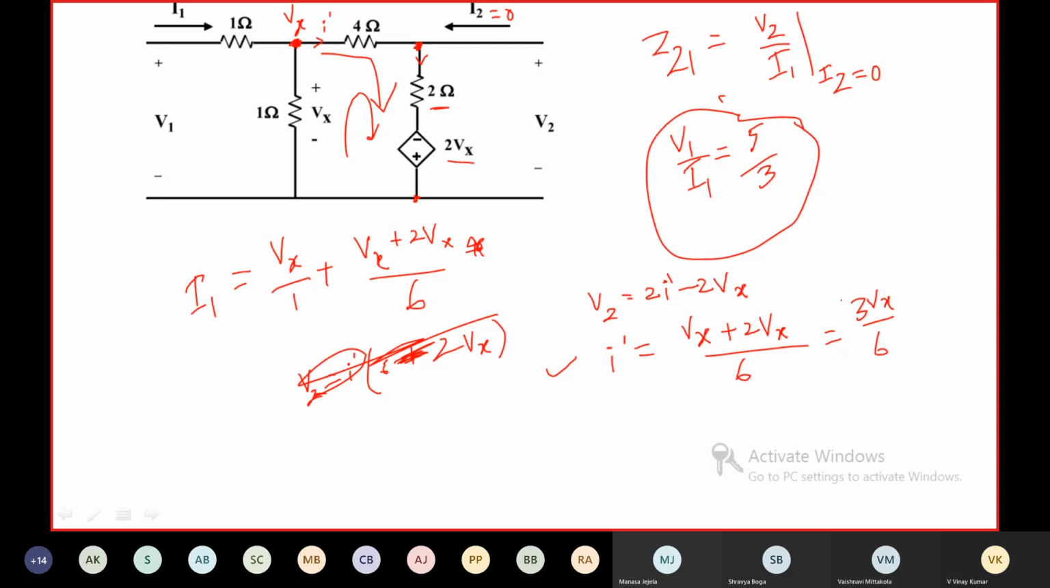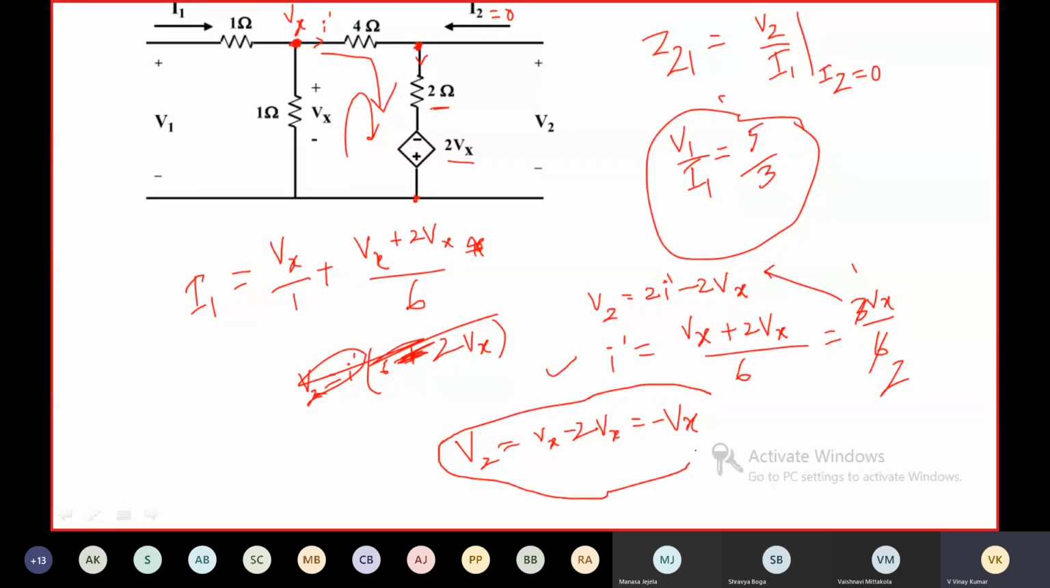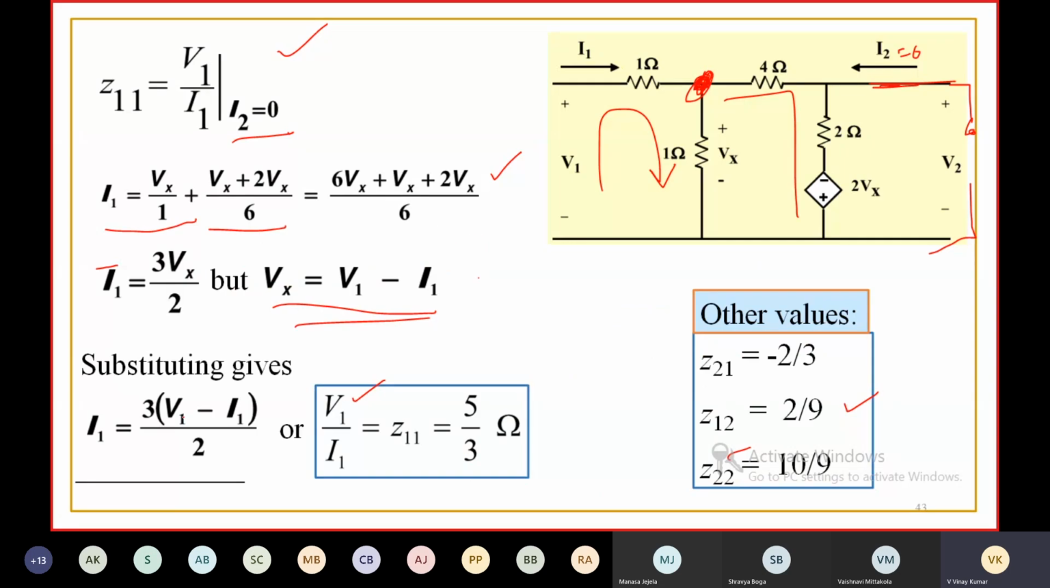Then if you substitute this in this equation, you get V2 is equal to 1 by 2 Vx minus 2Vx, which is equal to minus Vx. So V2 is equal to minus Vx. You know, right?